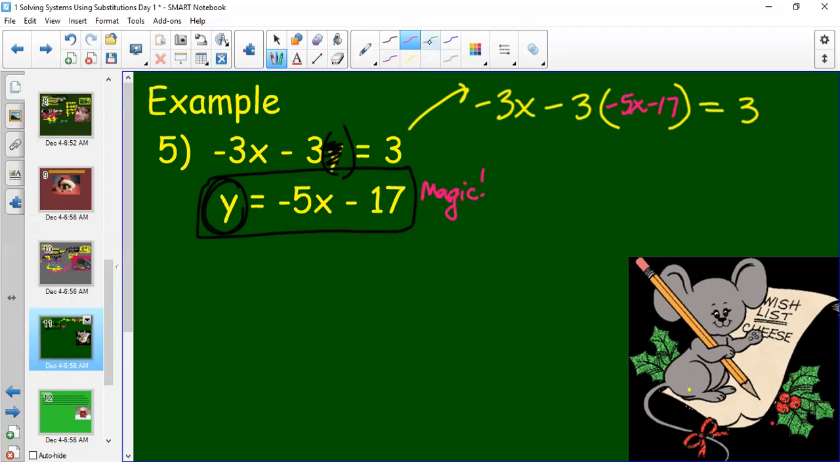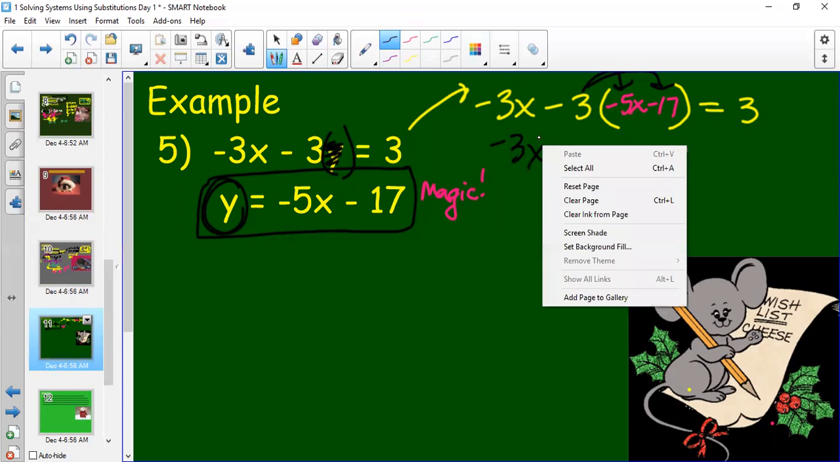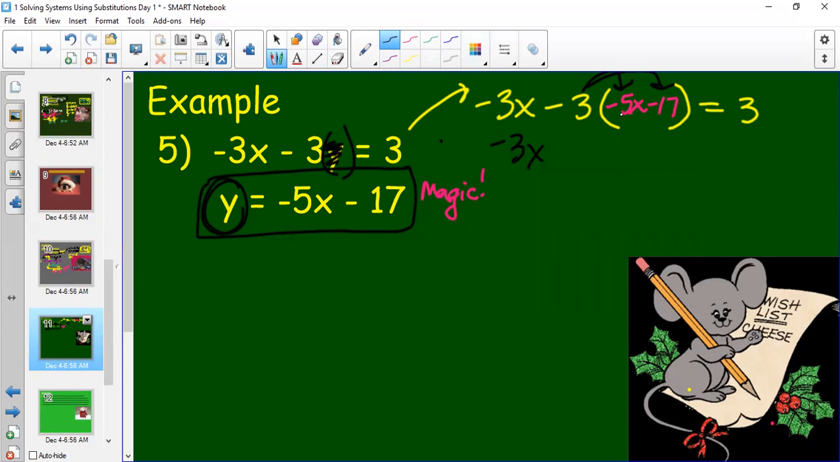All right, first step in solving this is to distribute. So I'm going to bring down my negative 3x. Negative 3 times negative 5, that would give me a positive 15x. I'm going to do a little work on the side here. 17, well, I know a negative times a negative is a positive. 17 times 3 would give me 21. 3 times 1 is 3, plus 2 would be 51 here.